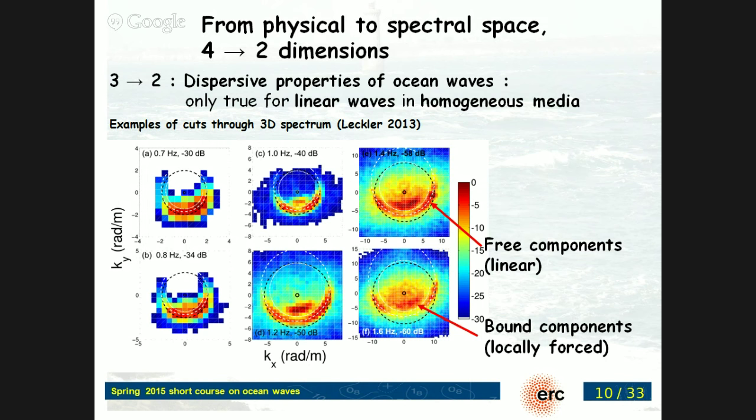And so what you can see here, it goes from a frequency of 0.7 hertz to 1.6 hertz, and it's red when there is a lot of energy, and it's a log scale. So when it's blue, it means that there is 1,000 times less energy than when it's red. So it's a factor 1,000 from 0 to -30 here. And you see that most of the energy is concentrated around these curves, which is almost a circle. It's a slightly distorted circle because there is some current, but this is a dispersion relation in deep water for linear waves. And what we see is that actually at this frequency, the waves are mostly linear.